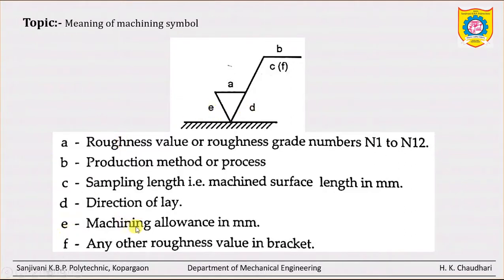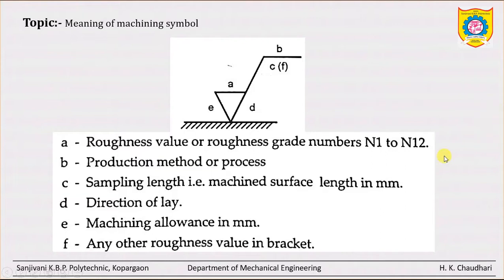Then the position of E is the machining allowance in mm. Clear? And finally this F value, which is written in the bracket, is any other roughness value, and it should be written in the bracket. So you can say that it is other information about the roughness. So this is the general machining symbol.